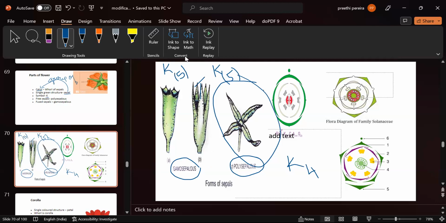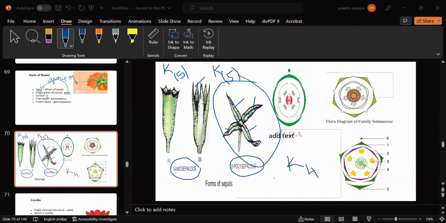Did you understand this? Aniket, Christabel, Parth, did you get this? You didn't understand? Okay. Look over here. How many sepals are there in this? 1, 2, 3, 4. And they are free, right? They are not fused with each other. They are not attached to one another. They are free. So in the floral formula, you will write it as K.